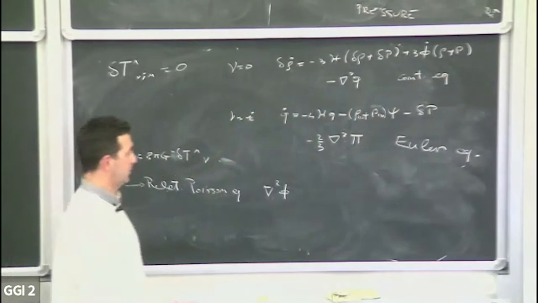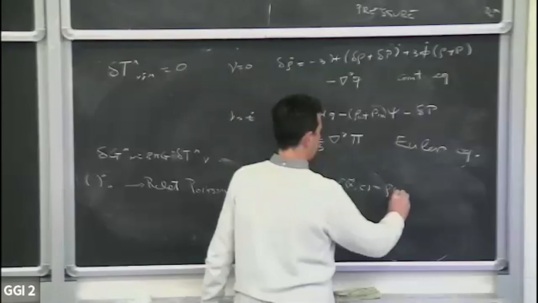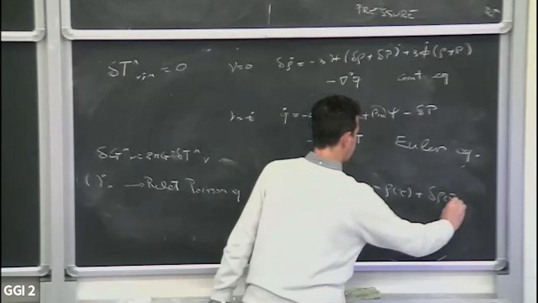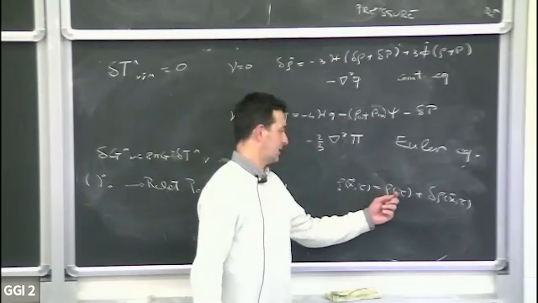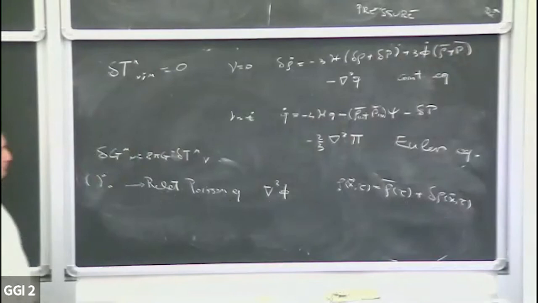So the full energy density should be rho of tau plus delta rho of x and tau. So you are right, in order not to confuse these two, this is the average, which depends only on time, and this is the fluctuation. If you want, I can put a bar here, but I know that I will forget in the following. Okay.